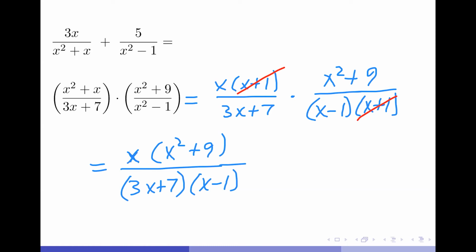And for the most part, it's actually a little bit easier. You actually know more about your algebraic expression if you leave it like this in the most factored form possible, rather than doing something like x cubed plus 9x over whatever you get down there. So we're going to leave it just like this.